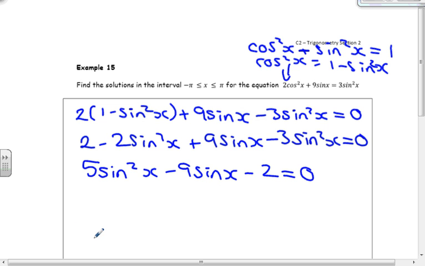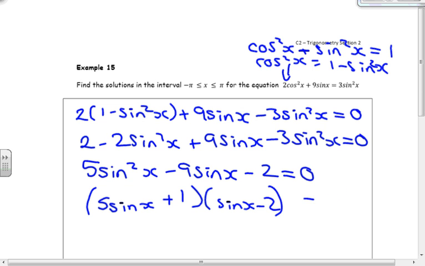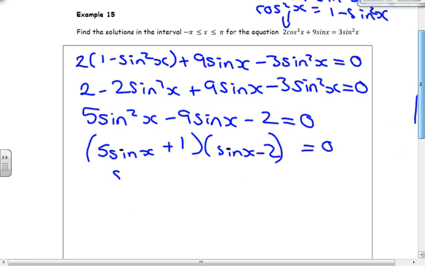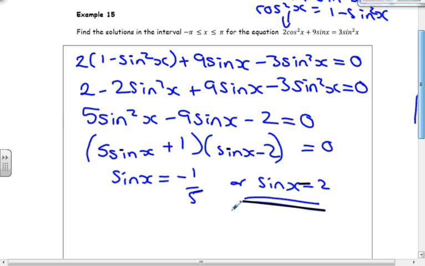So now I want to factorise this. So that would give me 5 sine x at the beginning of one bracket and sine x at the beginning of the other bracket. And then this one here would be minus 2 and this here would be plus 1. So that means that sine of x would be equal to minus a fifth, or sine of x would be equal to 2. But of course, sine only gives values between 1 and minus 1, so this is not possible. So we only continue looking at this solution.